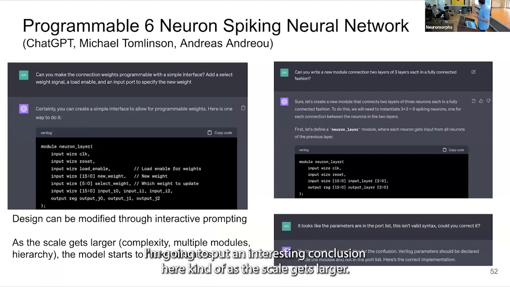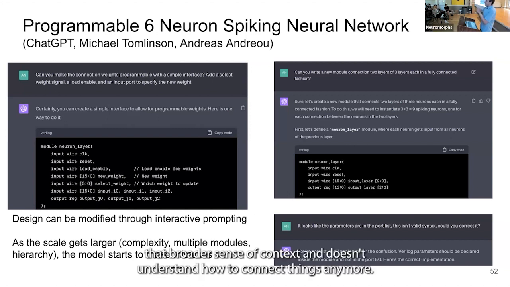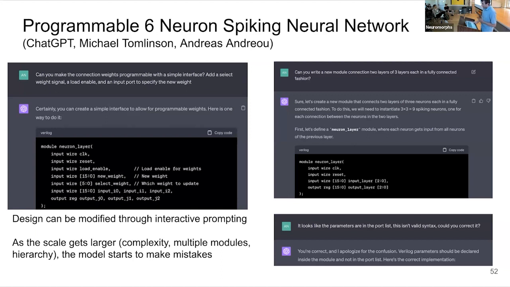One of the interesting conclusions here is that as the scale gets larger, so more complicated modules, multiple modules, deeper levels of hierarchy, the model starts to make mistakes and loses that broader sense of context and doesn't really understand how to connect things anymore. But at the end, we're able to produce a full layout with no human code changes. So basically directly copy and pasting the code from ChatGPT into these open source tools.